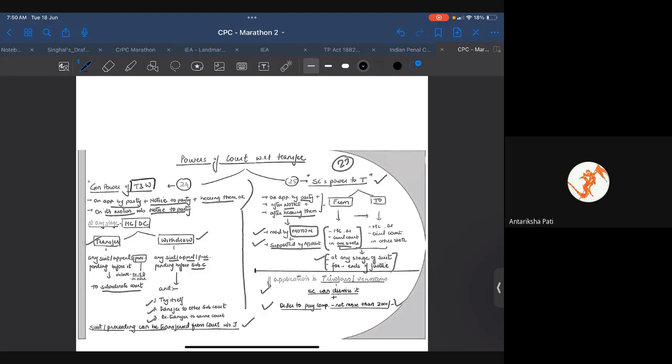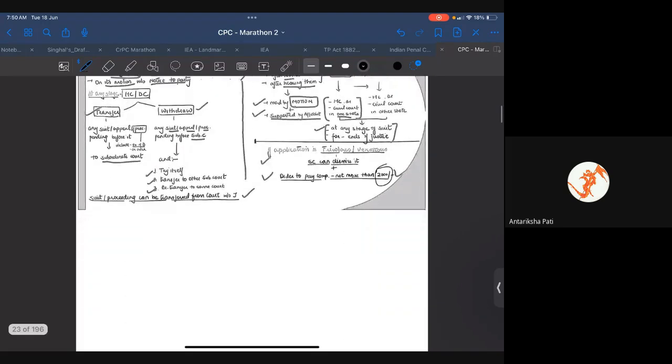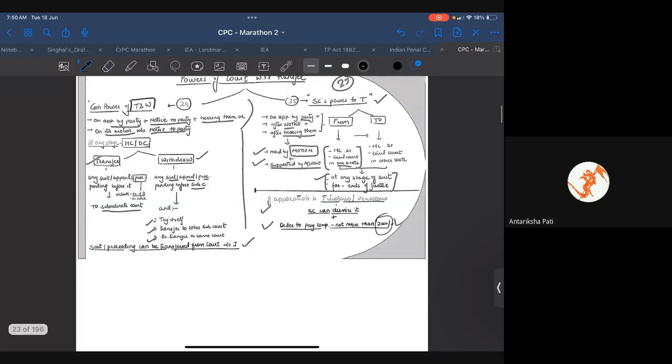But if the application is frivolous or vexatious, then the Supreme Court can dismiss it and order the applicant to pay compensation of not more than 2000. That is too little, but right now it will be done away with when the amended CPC, or the next form of CPC, comes.